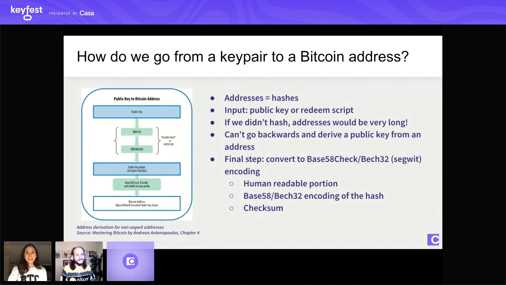But this is all I'm going to say about address derivation. I know this slide's a little bit long. This stuff can be complex depending on what you're trying to do. And on the next slide, we have an example of a bunch of different address types that you can check out.